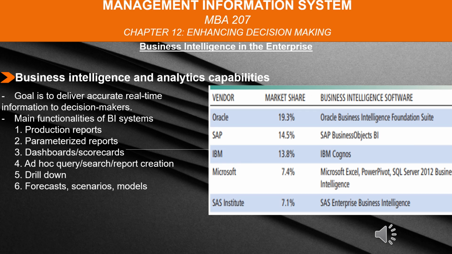Business intelligence and analytics capabilities. So the goal of business intelligence is to deliver accurate real-time information to decision makers. The main functionalities of a business intelligence system are production reports, parameterized reports, dashboards and scorecards, ad hoc query and search report creation, drill down, and forecast scenarios and models.